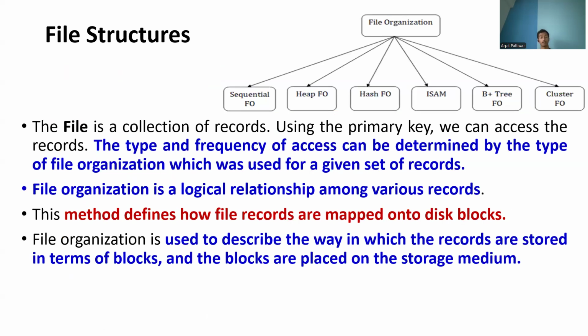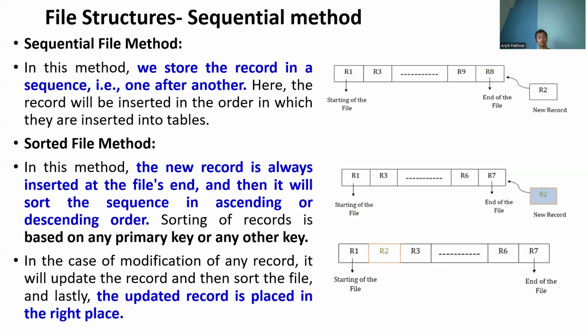File structure. The file is a collection of records. Using a primary key, we can access those records. The type and frequency of access can be determined by the type of the file organization which is used for a given set of records. File organization is a logical relationship among various records. This method defines how file records are mapped onto the disk blocks. File organization is used to describe the way in which the records are stored in terms of blocks, and the blocks are placed on the storage medium.